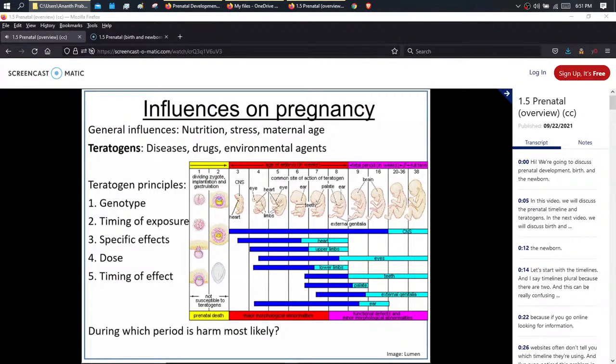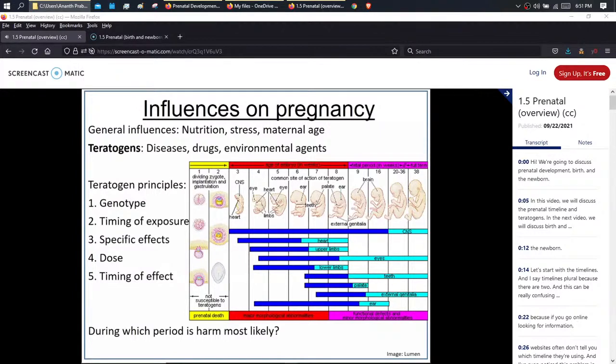And teratogens operate based on a few different principles. One of them is genotype. Some embryos and fetuses are simply more vulnerable to the effects of teratogens than others. So you may notice one pregnant person drinks a whole lot of alcohol and their baby is just fine, whereas somebody else may drink just a little bit and their baby does experience some effects. And so since you don't know your genes, it's always better to be as safe as possible when it comes to teratogens.